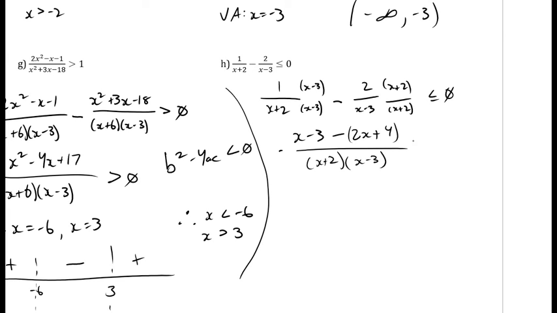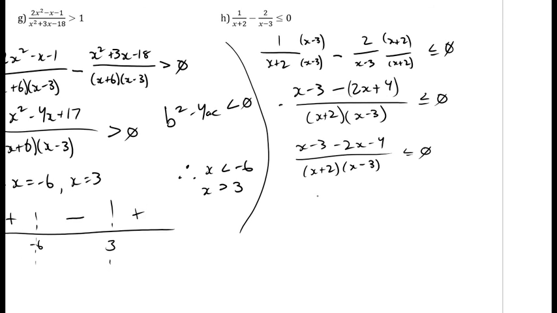And so that's going to be less than or equal to 0. So that's x minus 3 minus 2x minus 4 over my denominator. X minus 2x is negative x. 3x minus 4x is minus 7. And so here's a little trick. I mentioned this before. It's too bad we didn't get to this in class.